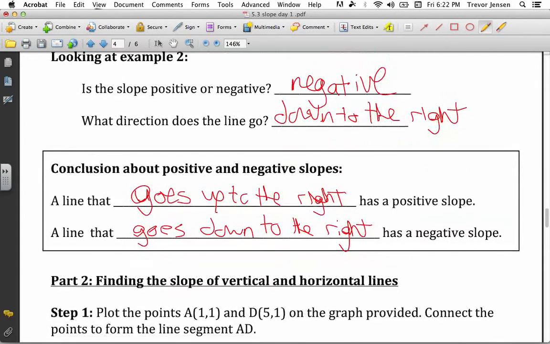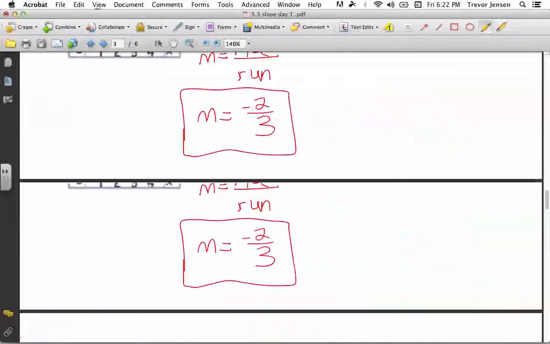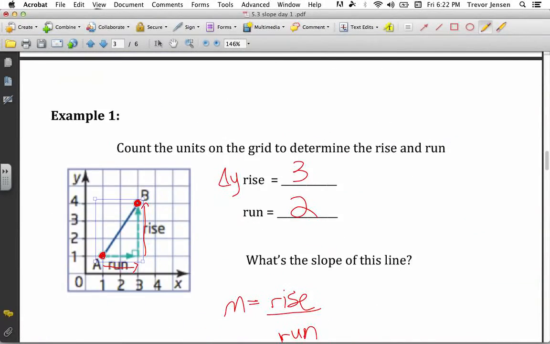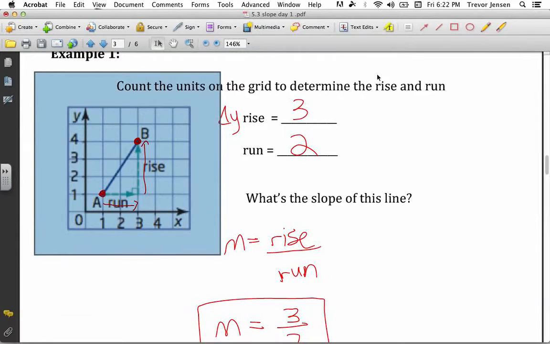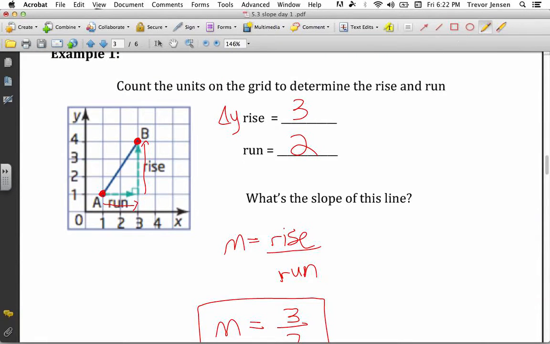Before I go on to find the slope of vertical and horizontal lines, I just want to show you something, because you might be asking yourself this right now. Let's look at example 1 again. What if we counted the rise and the run starting at A and then going to B? To get from A to B, we had to go up 3 and right 2. So our rise was 3, our run was 2.